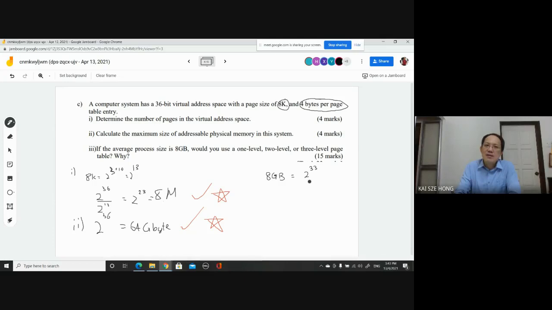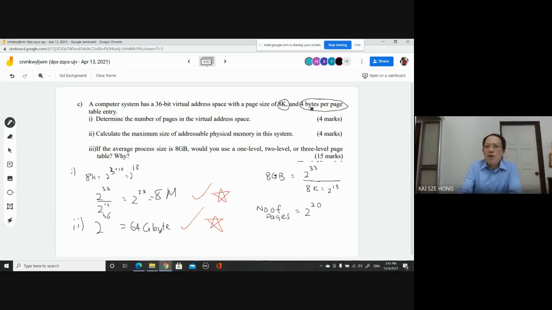So now from here, how many pages are there? Okay, the page size is 8K, so you have to divide by 8K, which is 2 to the power of 13. So you divide this and you will get 2 to the power of 20. So this is the number of pages. So you calculate the number of pages.